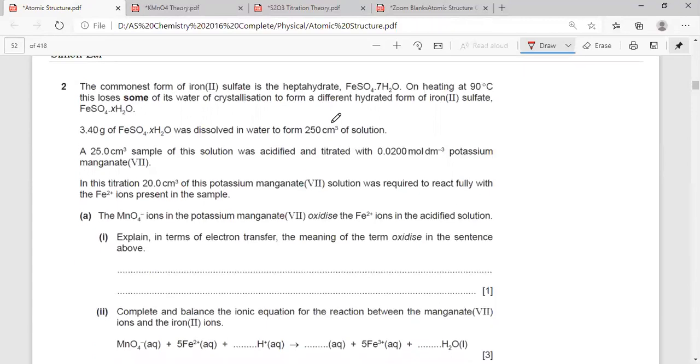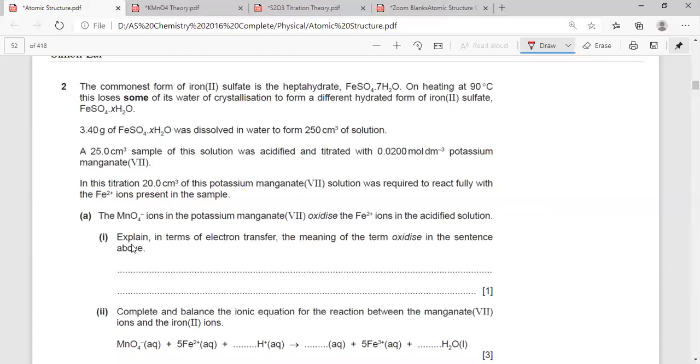The commonest form of iron(II) sulfate is the hepta, meaning heptahydrate, given here as FeSO4·7H2O. On heating to 90 degrees centigrade, this loses some of the water of crystallization to form a different hydrate of iron(II) sulfate. So X, you don't know how many moles of water is lost, so you just put X.